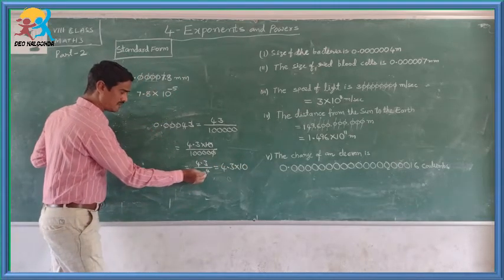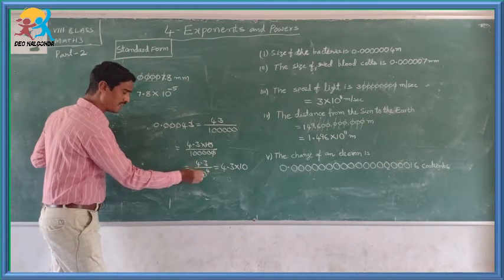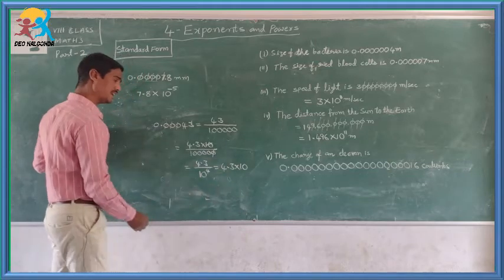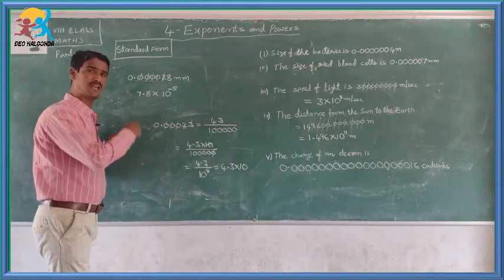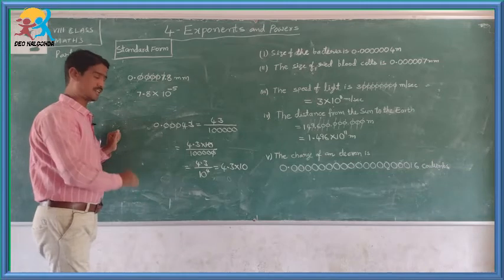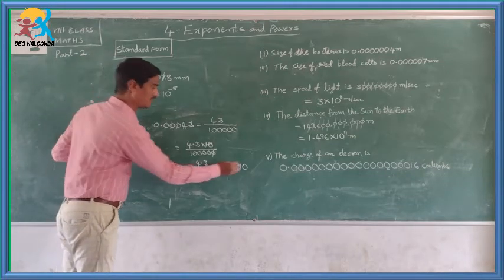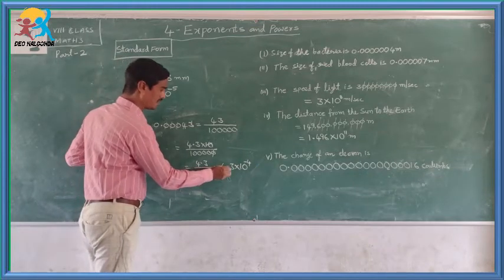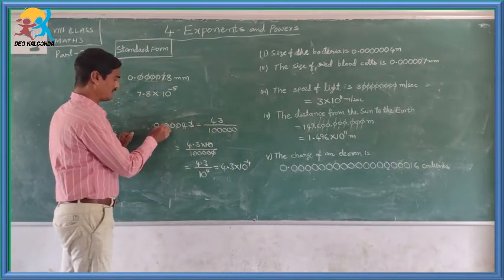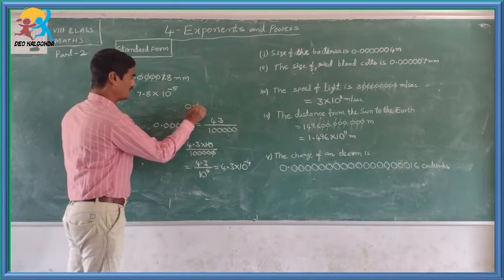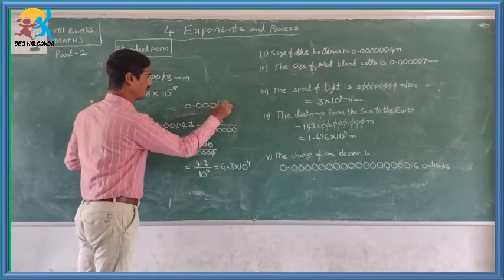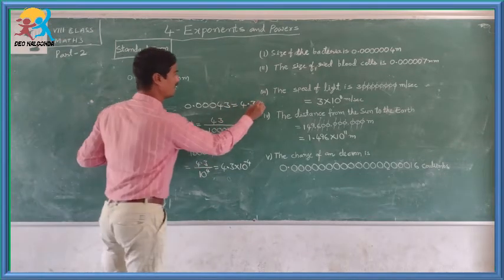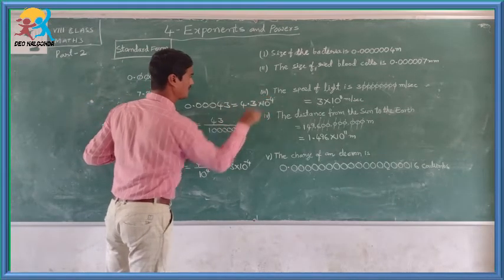When you write the reciprocal of a power, the exponent becomes negative. Positive becomes negative, negative becomes positive. Here it is positive, so it becomes negative, minus 4. That means I have written here 0.00043, which is 4.3 into 10 power minus 4.